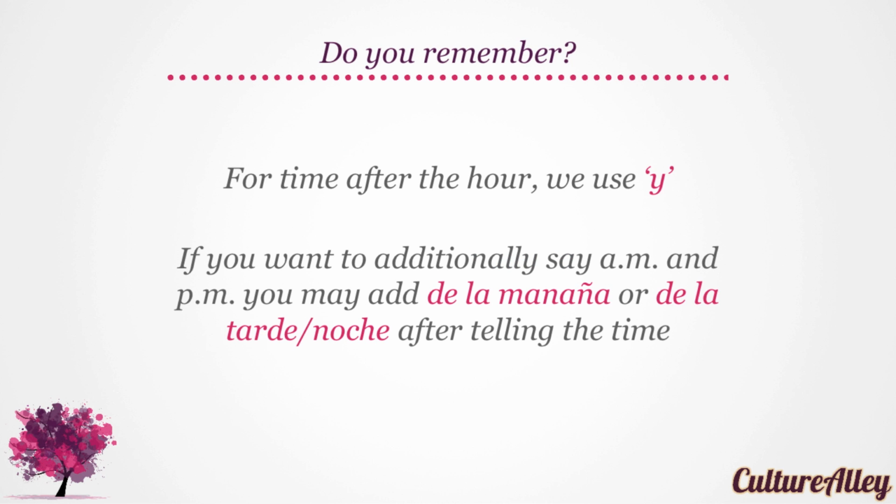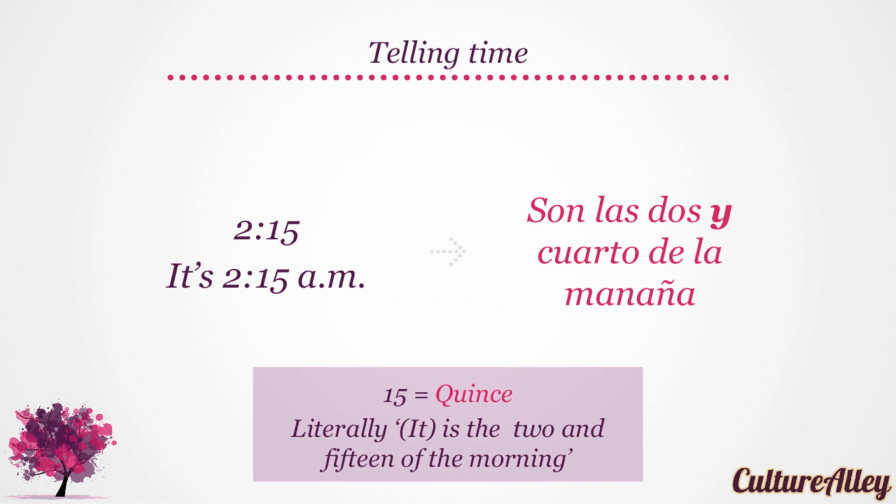So remember, for time after the hour, use y. If you want to additionally say AM and PM, you may add de la mañana or de la tarde or de la noche after telling the time. Let's try saying it's 2:15 a.m. It's 2:15 a.m. translates to son las 2 y cuarto de la mañana. Did you get that? Son las 2 y cuarto de la mañana. Literally, it means "are the 2 and quarter of the morning."